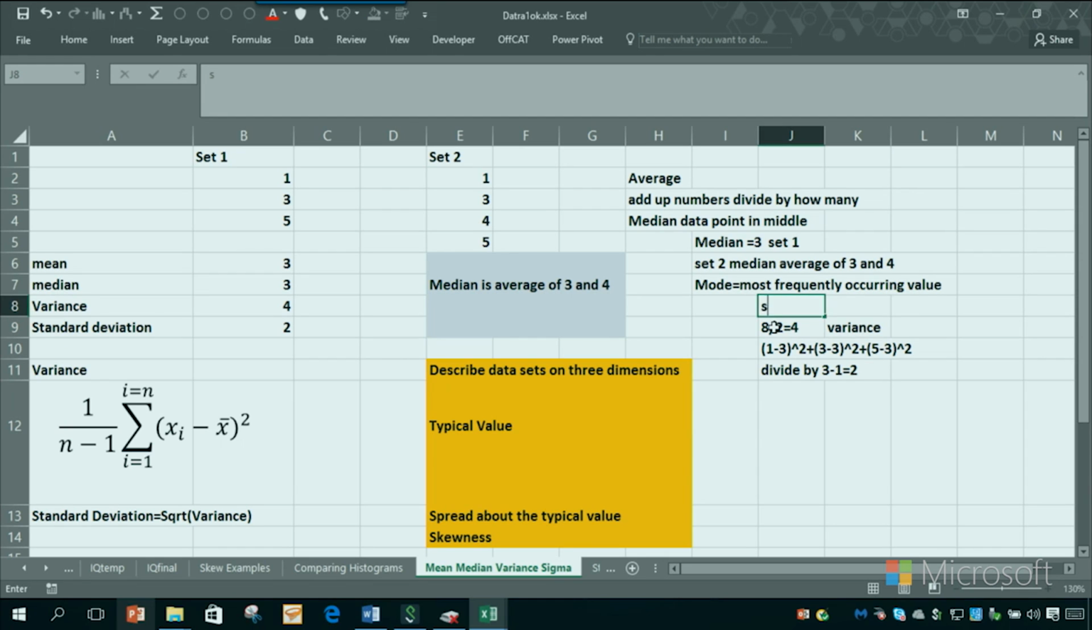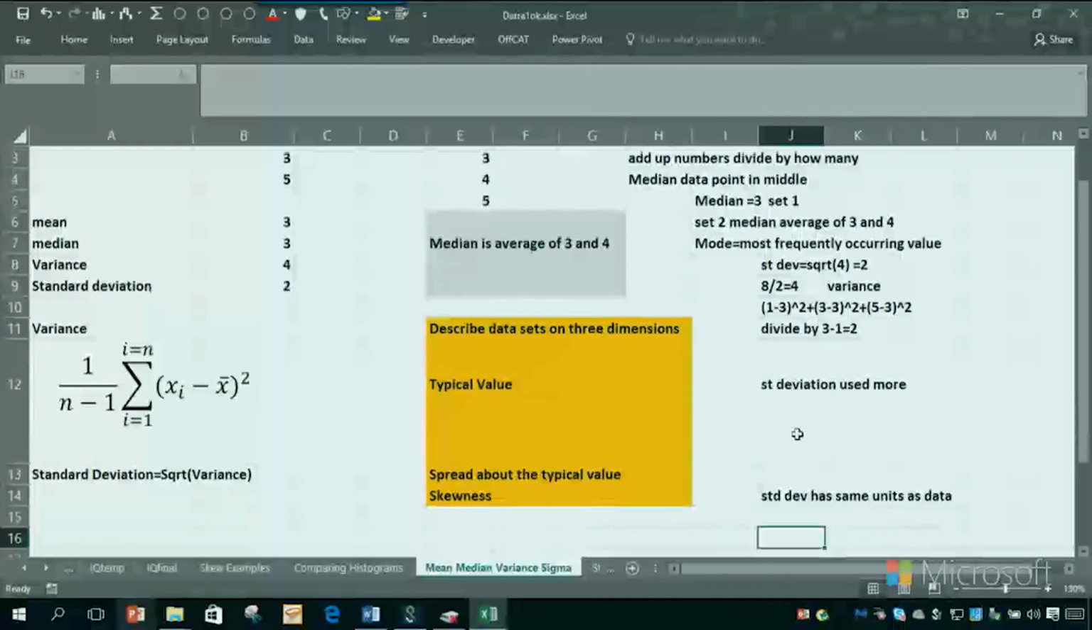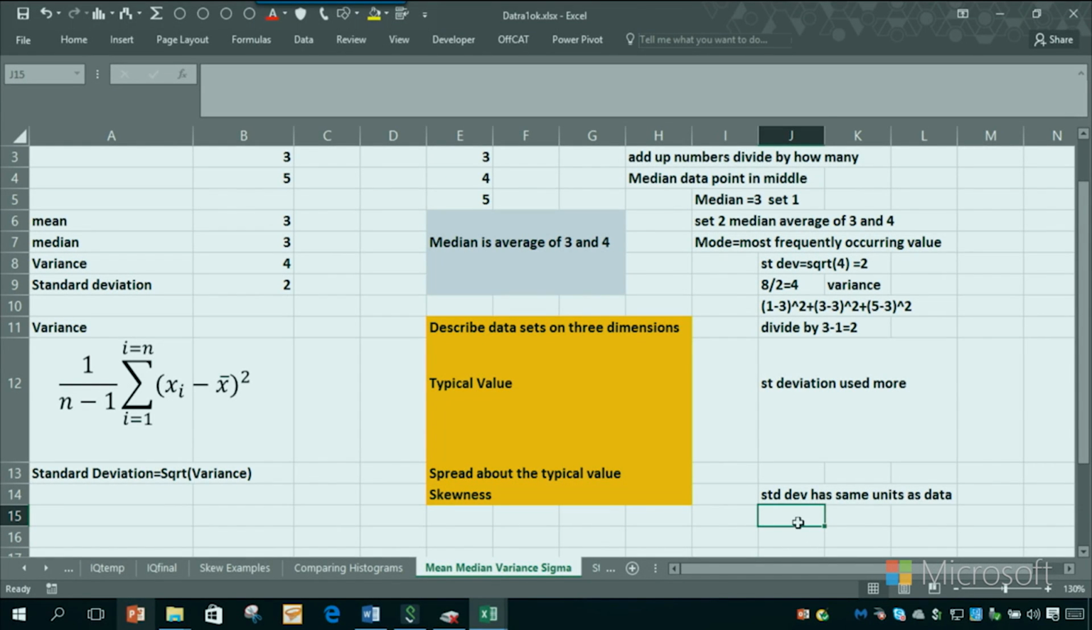And then the standard deviation would be the square root of 4, which is 2. Now, if you know the variance, you know the standard deviation, so which one do we use more often? The standard deviation is used more often as a measure of spread about the typical value. The reason for that is the standard deviation has the same units as the data. So if our data is money and it's measured in dollars or euros, I don't know what a dollar squared is, and that's the units of variance, but I do know what a dollar is. So that's why we often use standard deviation instead of variance as a measure of spread about the mean.